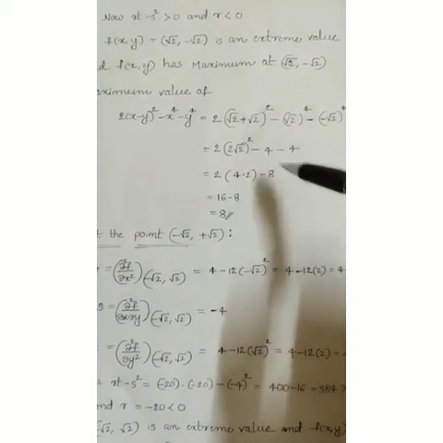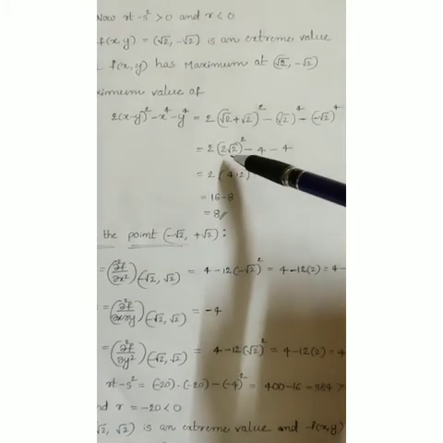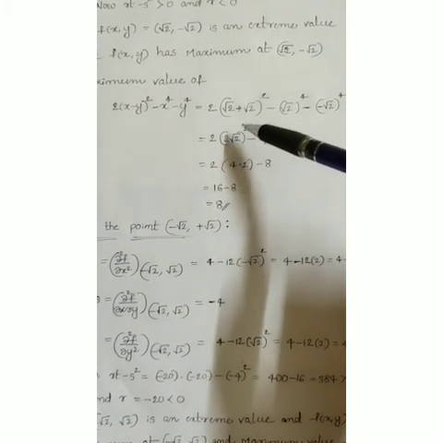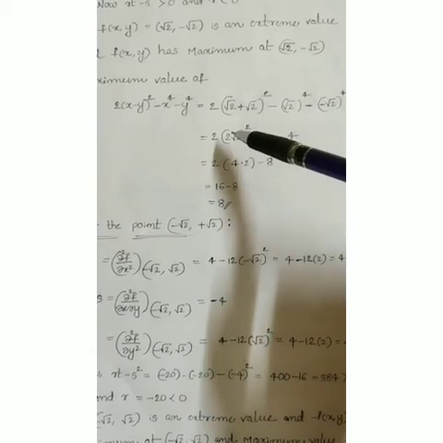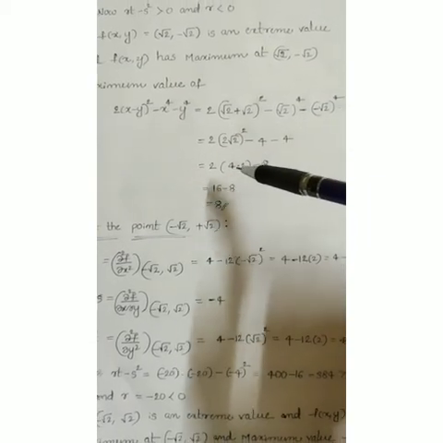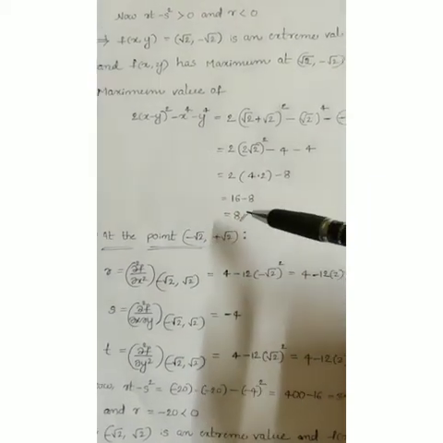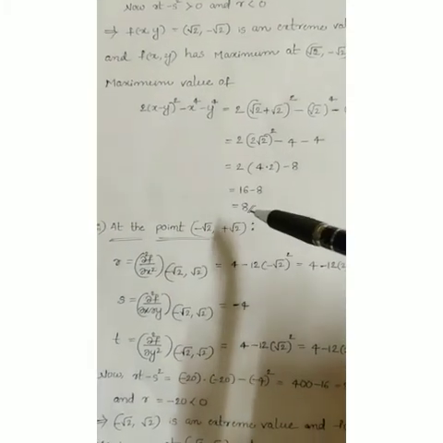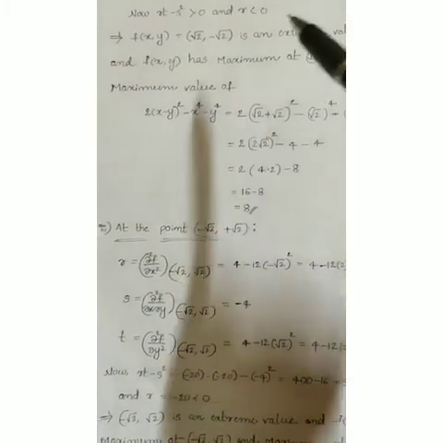2 into 2 is 4 minus 4. So 2 into, so root 2 whole square is 2. 2 square is 4. So 4 into 2 is 8. 8 into 2 is 16. 16 minus 8 is 8. So this is the maximum value of the given function at the point root 2 comma minus root 2.